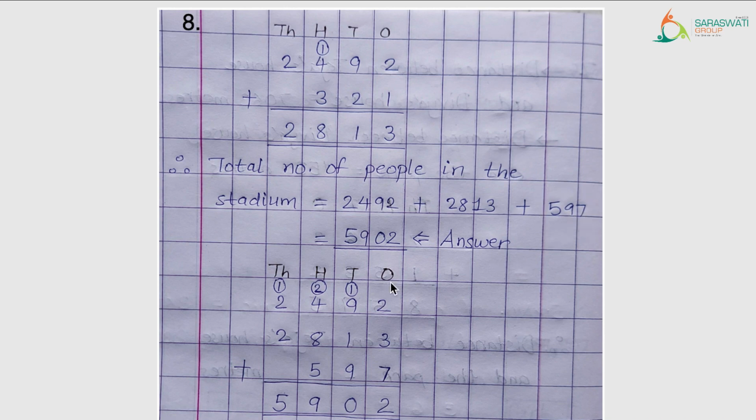So over here noting down the places and performing the addition operation, right, of the three numbers, and the final answer that we will get will be 5902, जो यहाँ पे हमें sum मिला, right? This is the final answer. Total number of people in the stadium, right?